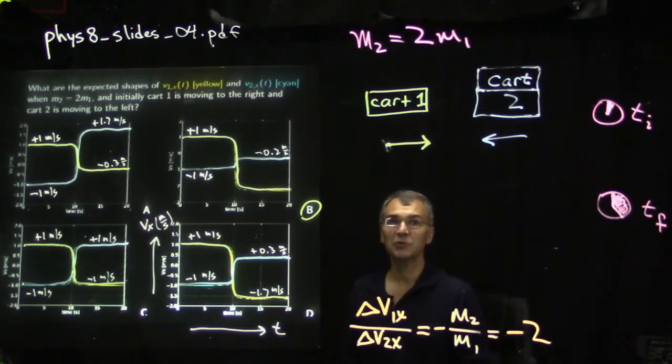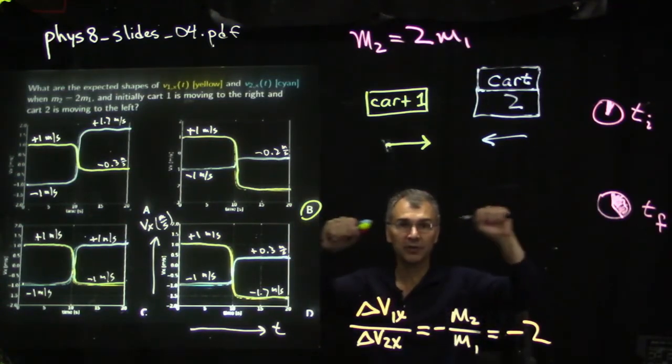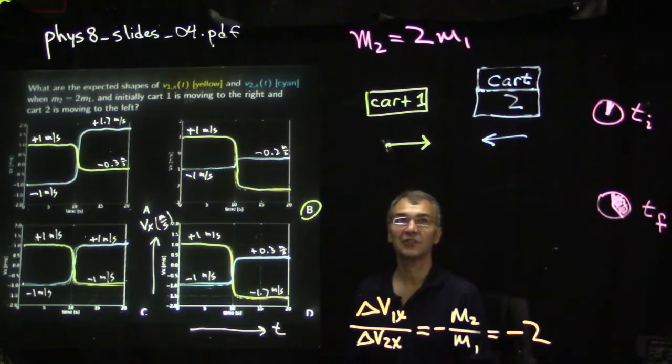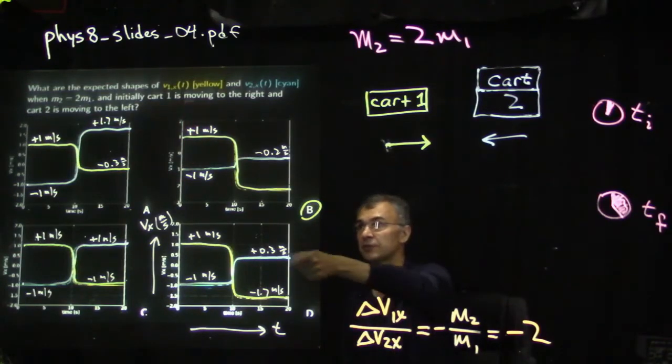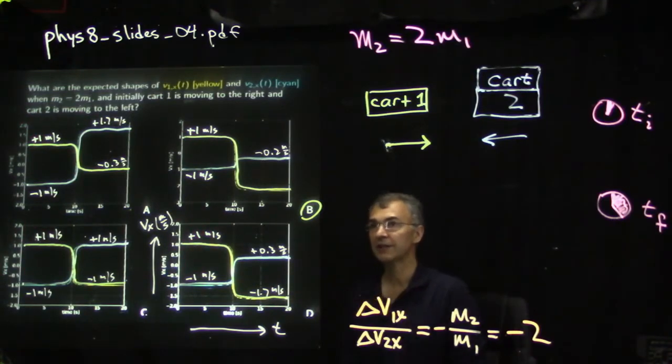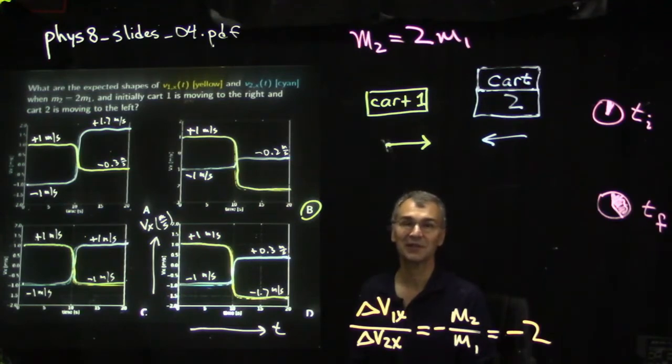The next example will use the same two carts. Cart 2 has twice the mass of cart 1, but now they start out moving toward one another. Let's see what we expect. We're going to try to make them move toward one another with similar initial speeds. Again, let's look at the initial conditions. So plus 1 and minus 1, in every graph. They all seem to match the initial condition, so we can't rule anybody out that way.